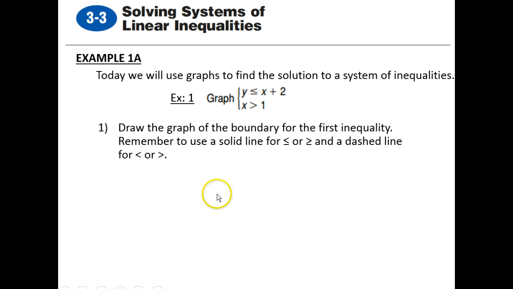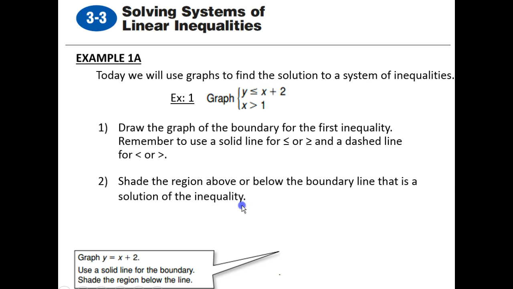So the first thing we're going to do is draw the graph of the first inequality. Okay, remember that we use a solid line when it's equal to. In this case, our y-intercept's 2, our slope is 1, so we graph that line right here, and we say everything less than that is below, so we shade everything down in here. My line is solid. It's kind of hard to see, but it's solid, and we shade that region.